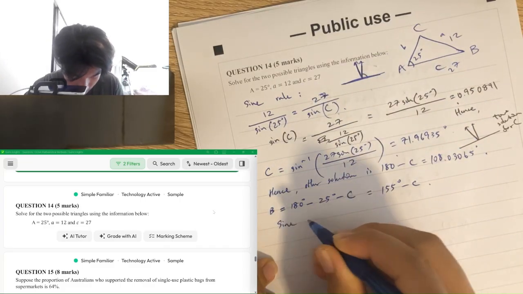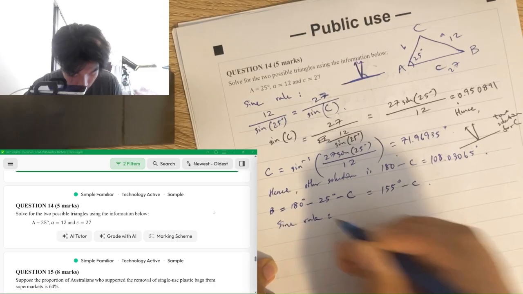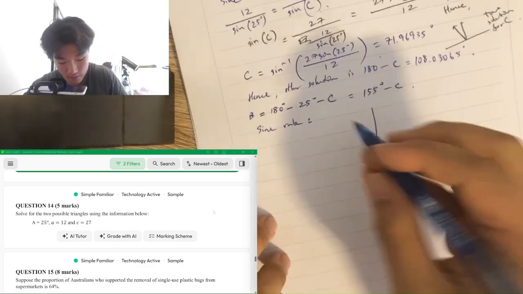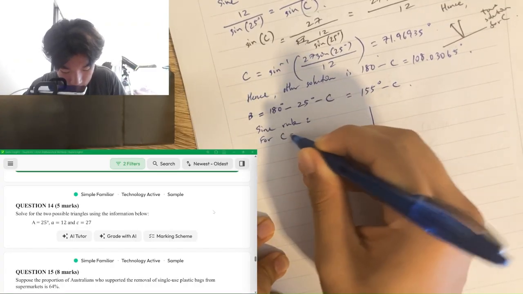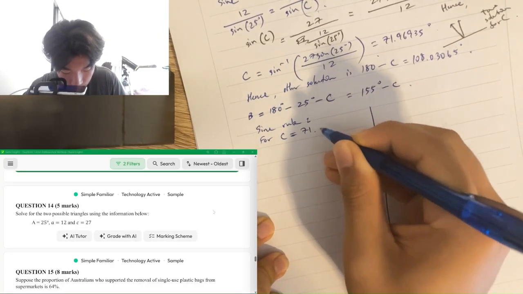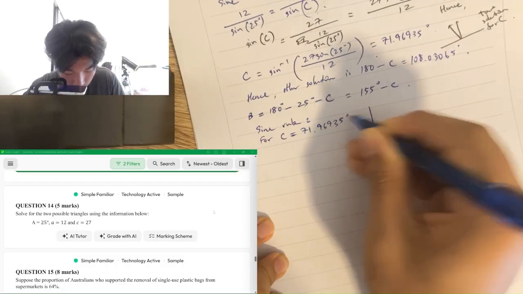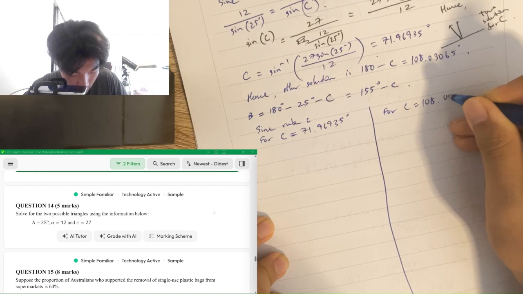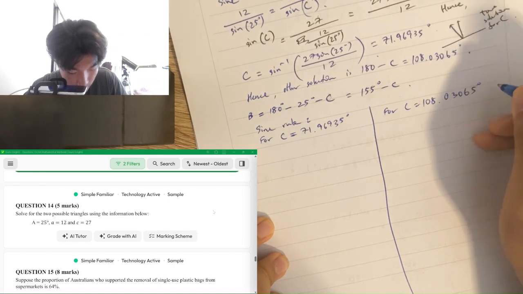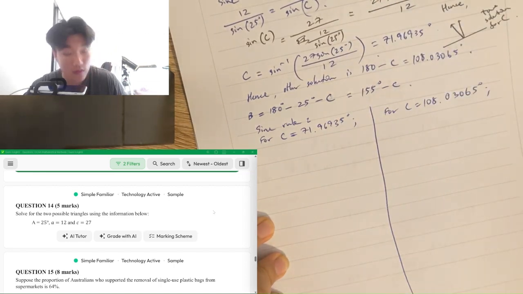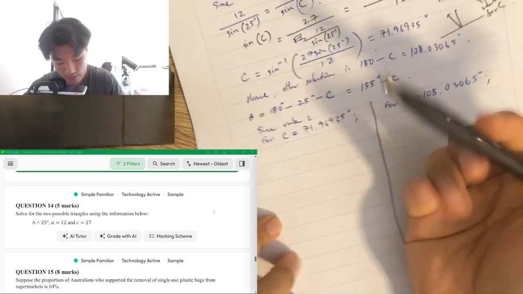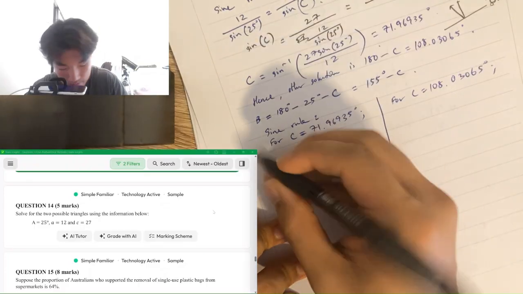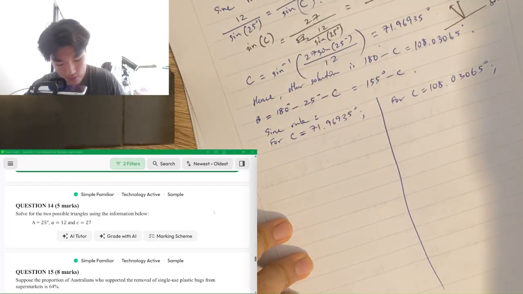Okay. Sine rule again. We're going to divide our page into two. For C equals 71.96935 degrees. For C equals 108.65 degrees. Yep. Okay. I don't know if we can use triangle solver, but just in case, I'm not risking it. Okay, sine rule.